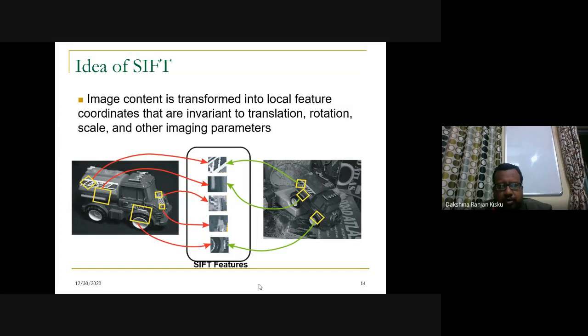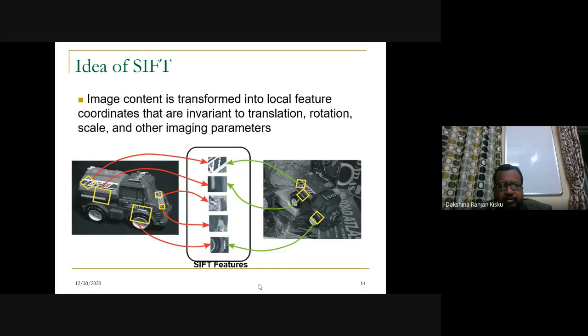So that means these two images have different view, these two images have different depth, and these two images have different scale. Okay, so under these circumstances or under this constraint, we should have the matching pairs between these two images. Okay, now here SIFT plays an important role.